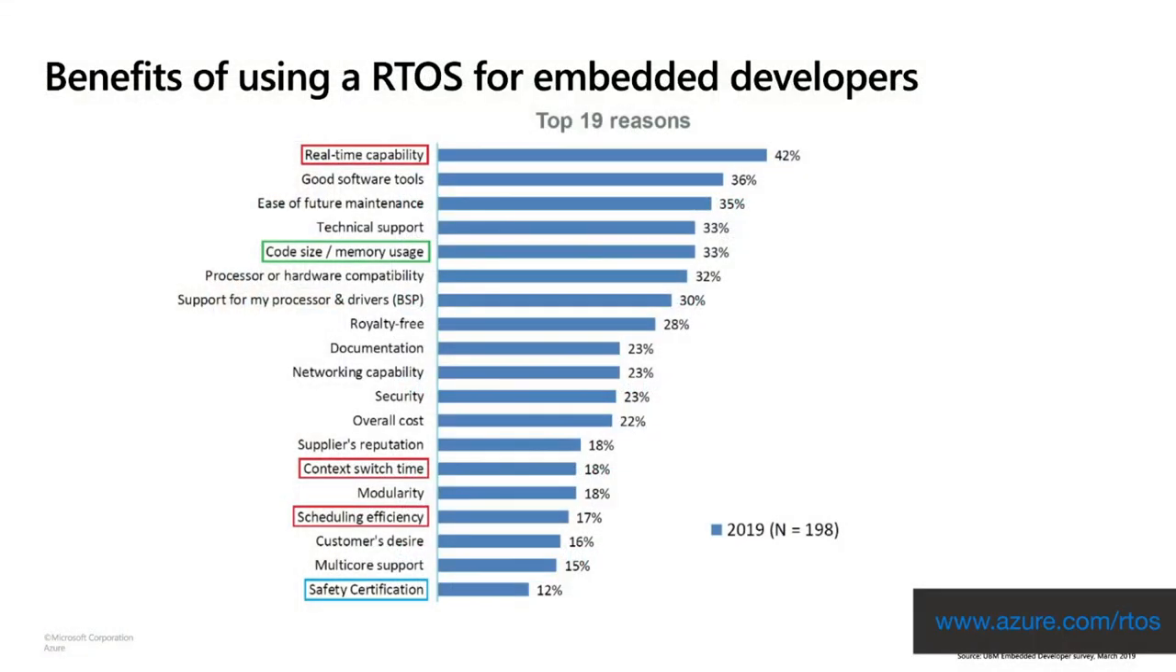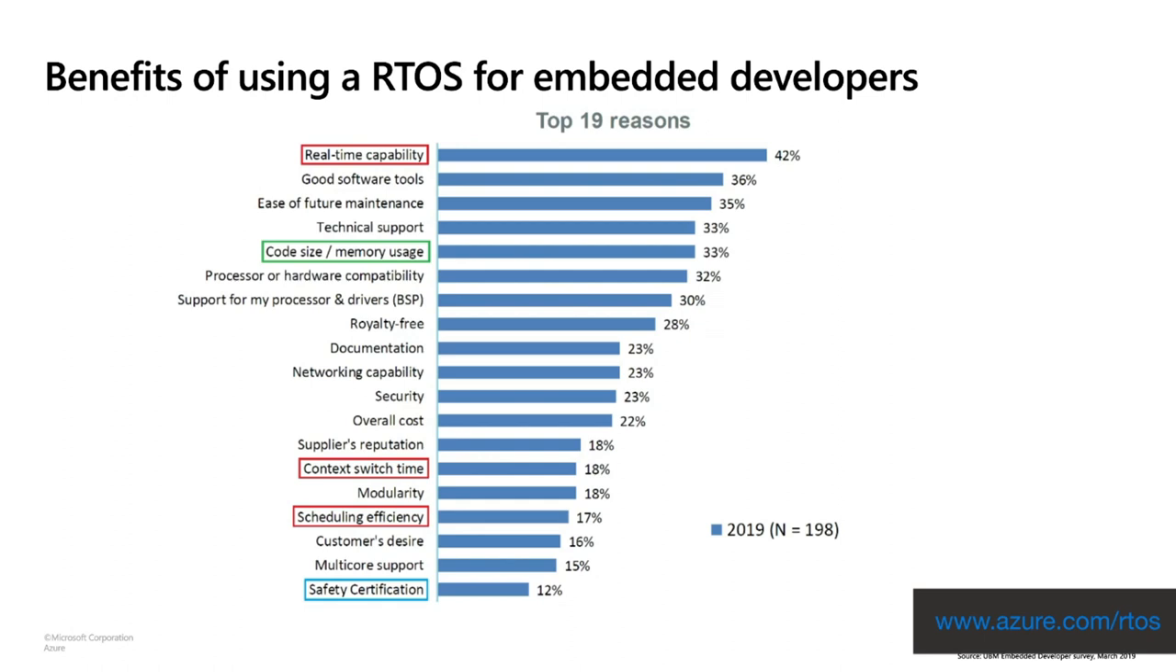According to the 2019 UBM Embedded Developer Survey, these are the top 19 reasons developers chose an RTOS. I put a red square around all of the real-time or processing requirements. So we have real-time capability, context switch time, scheduling efficiency. Those are more speed-oriented or overhead-oriented. And then the green box is memory footprint. And then finally, there's a box on safety. Azure RTOS specializes on industrial functional safety certification. And so I put that blue box around safety certification.